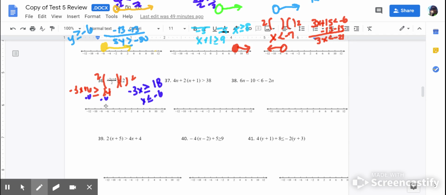So I come to negative 6. I use a closed dot because it's equal to. I'm looking for my numbers that are less than.